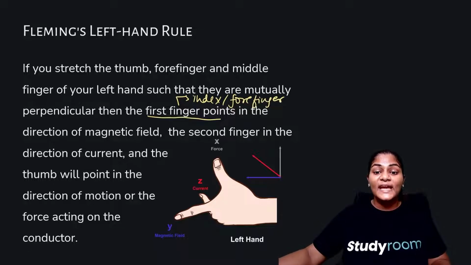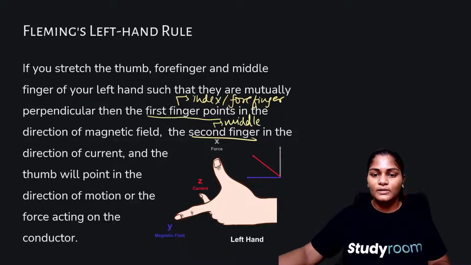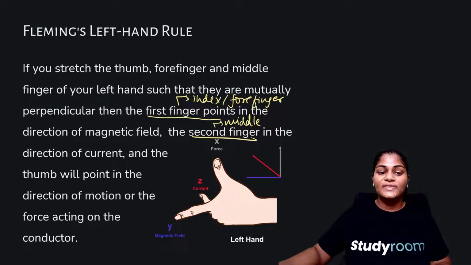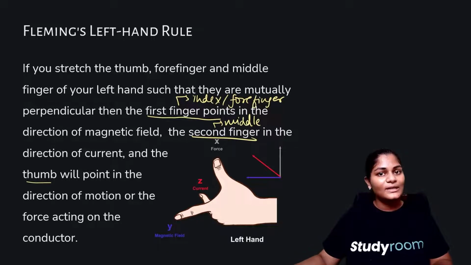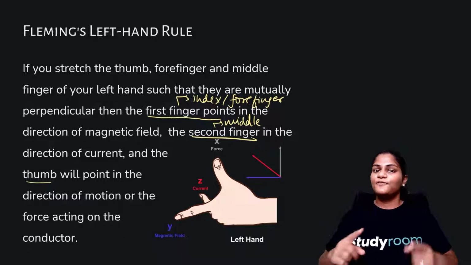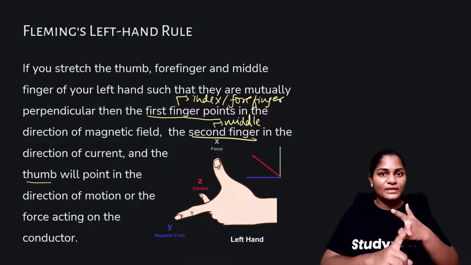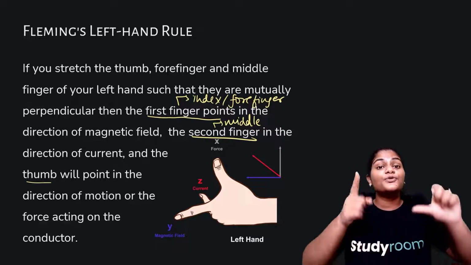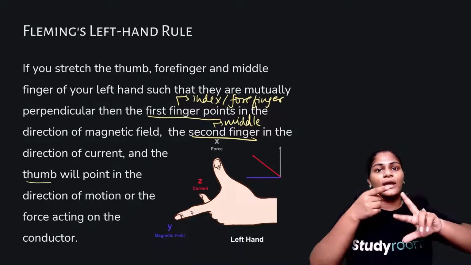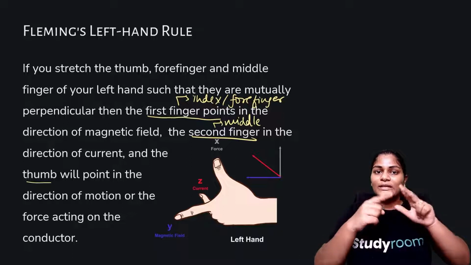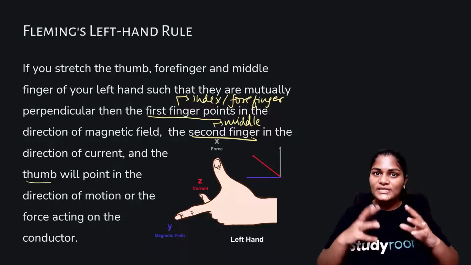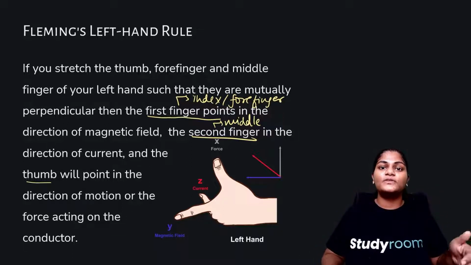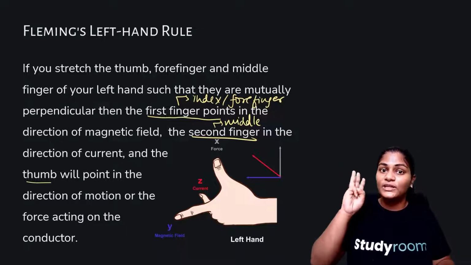Okay. The second finger, this means your middle finger, in the direction of current, and the thumb will point in the direction of the motion of the force acting on the conductor. So this means if you know the current and you know the magnetic field direction, you can calculate which direction the force is in. If you know the force and the current, you can calculate the magnetic field. And similarly, if you know the direction of any two of these three, you can find out the direction of the third.